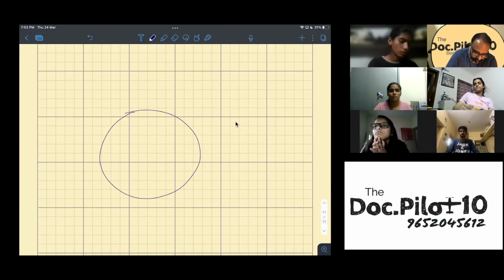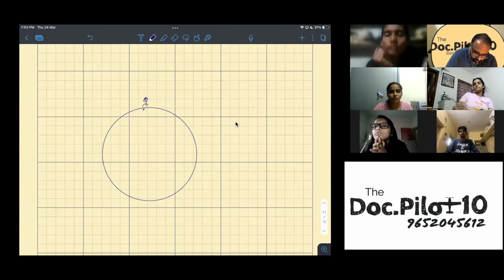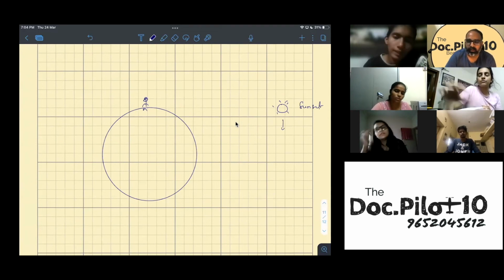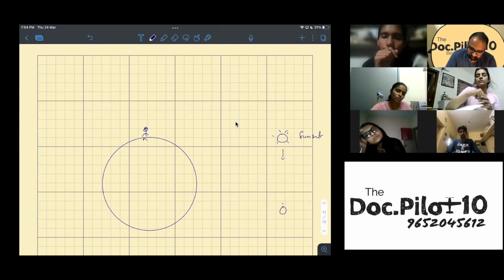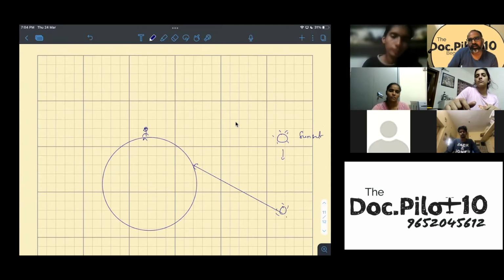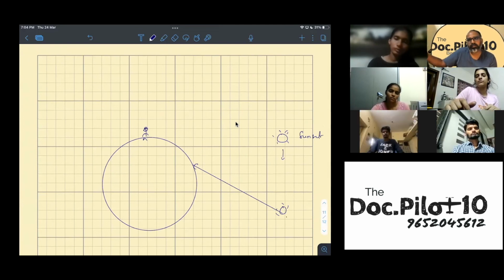Let's assume this is Earth. If you are standing here on Earth, if the sun is here, it is sunset. Correct? The sun is going down. Is this understood, Manshi? Yes. Now, if the sun is here, the sun's rays cannot fall on you directly because the curvature of the earth is obstructing it. Yes, sir. That's why we call it night.